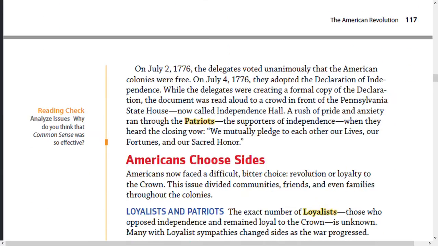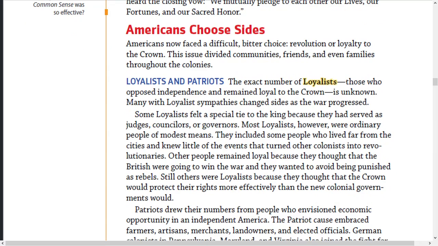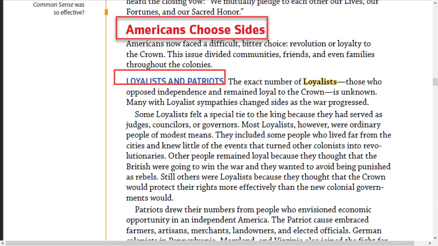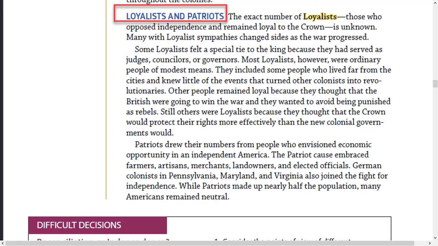So moving down here, we'll see that once the revolution begins, Americans have to choose sides. So what are those sides? You will put this heading into your notes, and then you'll write down that there were loyalists to the king, and patriots who were rebelling against the king. So the patriots were a cause that was embraced by farmers, merchants, artisans, landowners, and elected officials.